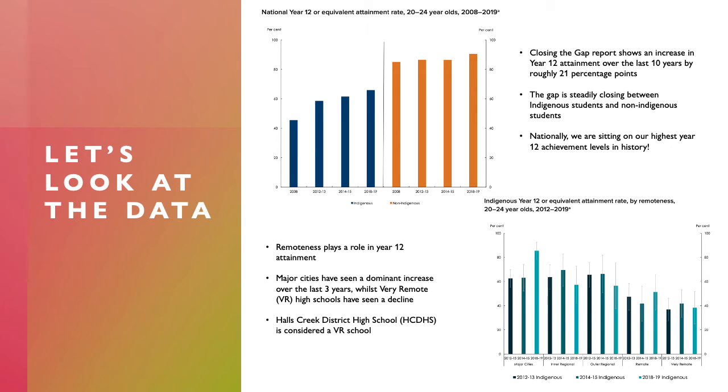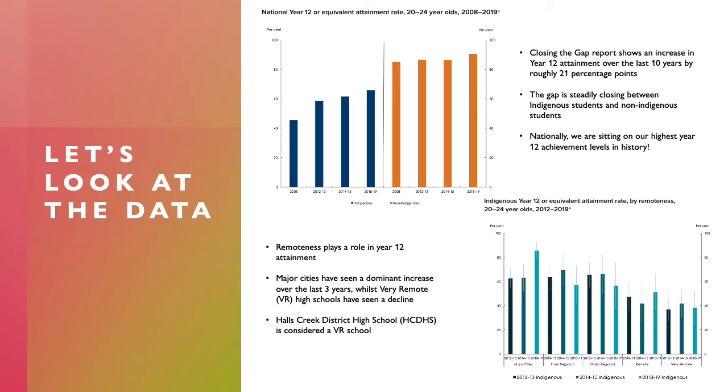The second set of data I would like to look at comes from the Closing the Gap Prime Minister report from 2020. As we can see from the table on the left, Year 12 attainment for Indigenous students has increased over the last decade by roughly 21 percentage points. The gap between Indigenous students and non-Indigenous students is steadily closing, and nationally, in both statistics, we are sitting at our highest Year 12 achievement percentages in history.